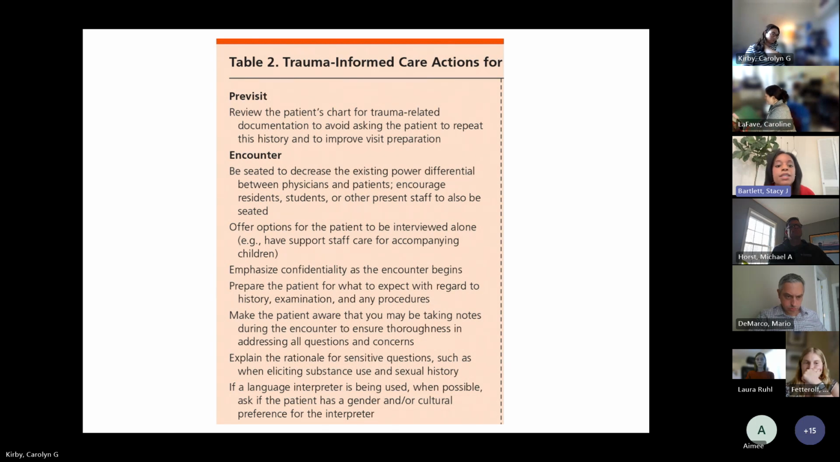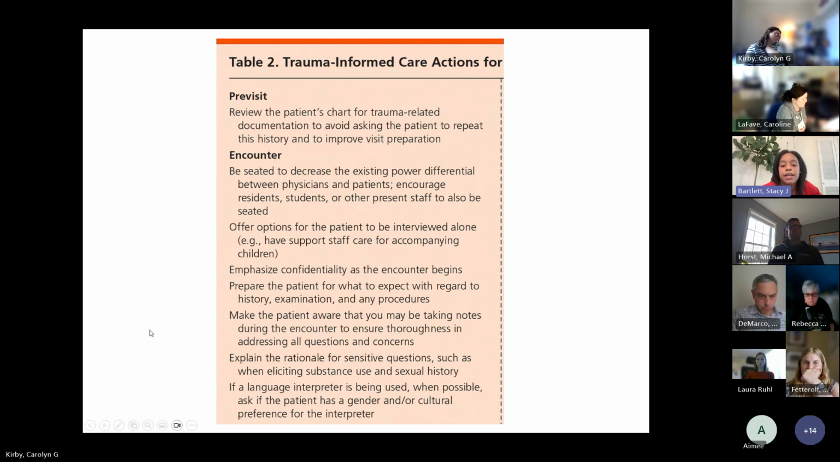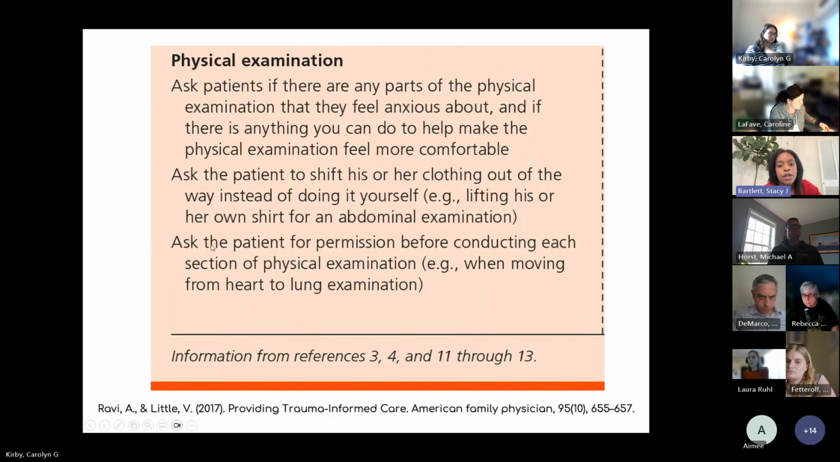Giving your confidentiality statement, running through what they can expect with the encounter, talking about why you're asking questions that might be sensitive, like substance use or sexual history, and then asking, if you're able to do that, if there's a preference for an interpreter, for the status of an interpreter that the patient would prefer, and trying to get the interpreter who matches that. For the exam, asking if there are specific parts of the exam that patients might feel anxious about, and if there's anything you can do to make them feel more comfortable. Anything that past providers have done that was helpful or harmful can also be a good question.